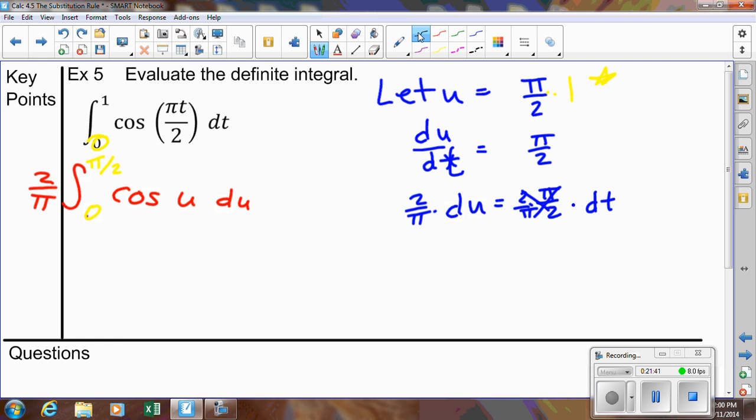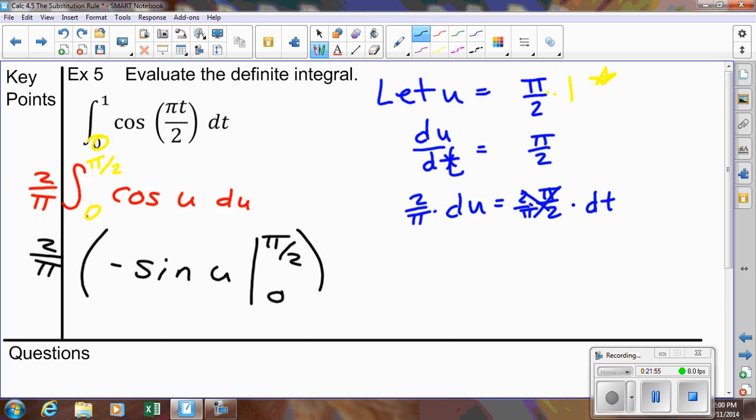So, what is the antiderivative for cosine? Negative sine of u, and the u variable is being evaluated from 0 to pi over 2. Yes, positive sine, thank you. This would be a positive sine, not a negative sine.